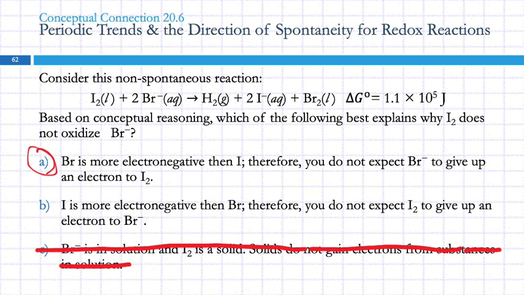Let's just think about the rest of it. So we don't expect Br minus to give an electron to I2. Br minus has a stronger pull for those electrons. Here we've got Br minus, it's got an electron, and it's holding on to it. It really likes that electron. Is it going to hand that over to I? No, it's not.